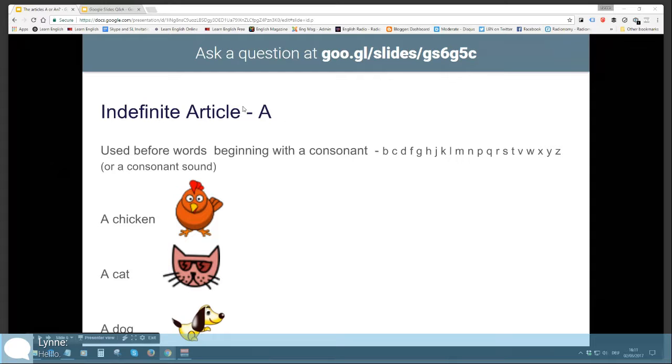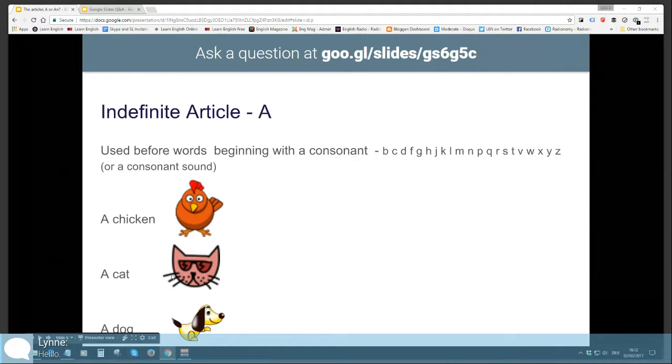Well, let's have a look at the indefinite article a. We use it before words beginning with a consonant. Now, a consonant is just a letter from the alphabet, and these letters are consonants. So if you remember the letters that we did in the alphabet before, B, C, D, F, G, H, J, K, L, M, N, P, Q, R, S, T, V, W, X, Y, Z. Or a consonant sound. We'll look at the consonant sound in a moment.